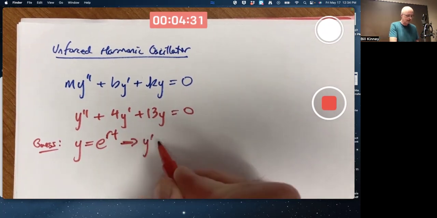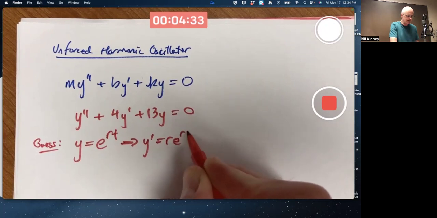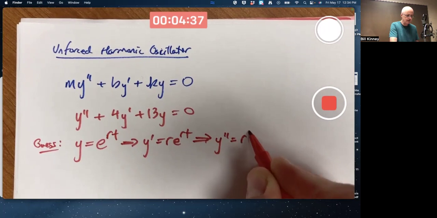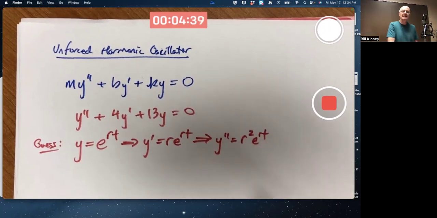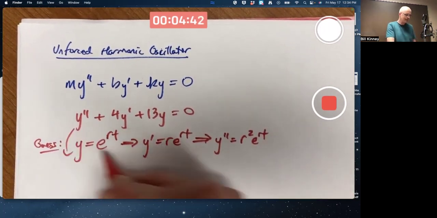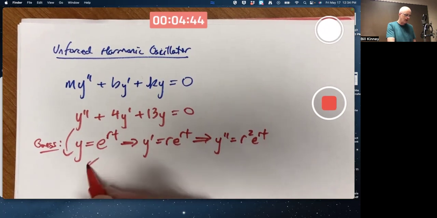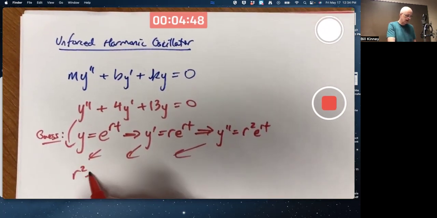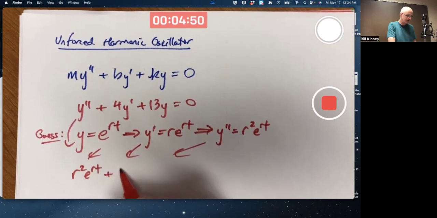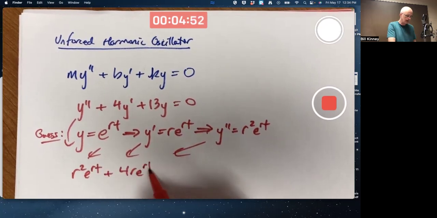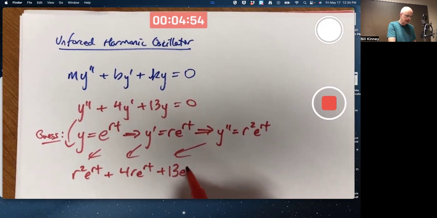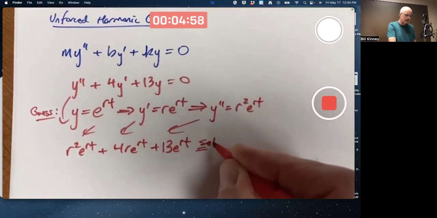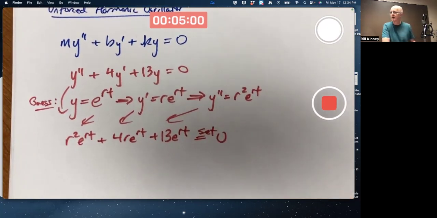Just like last time, we differentiate this with respect to t. There's the first derivative. Do it again to find the second derivative. Plug this into the left-hand side. What do you get when you do so? You get r squared e to the rt plus 4r e to the rt plus 13 e to the rt. I want to set that equal to 0 and see if I can solve for a value of r that will make that work.